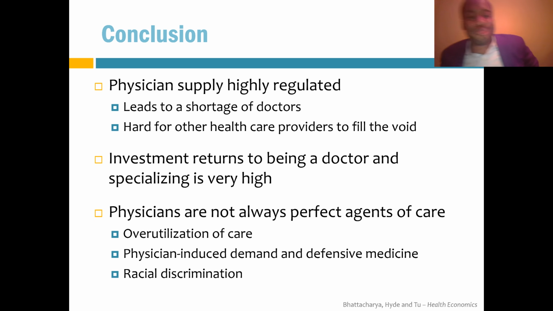Okay, so in conclusion, wrapping up week 2. This is on the physician side. Physician supply is highly regulated. The fact that it's regulated means there's less of them. It leads to a shortage of doctors. It's hard for other healthcare providers to fill the void, so when there's fewer doctors, price goes up. Investment returns to being a doctor and specializing are very high because there's less of them, so they make more money. Monopoly rents, don't forget monopoly rents. Consumers of healthcare who can't choose to be consumers are paying too high prices because of this physician shortage. We have to fix it.